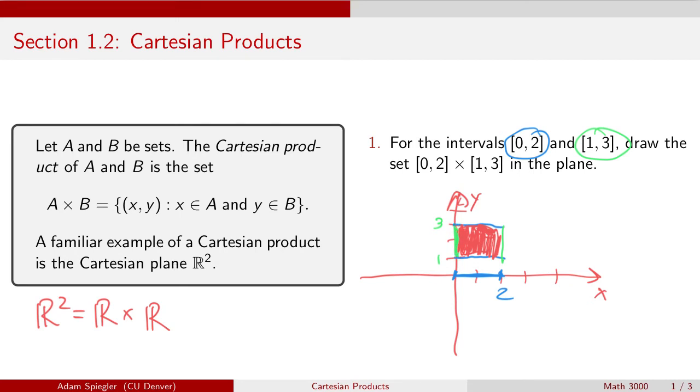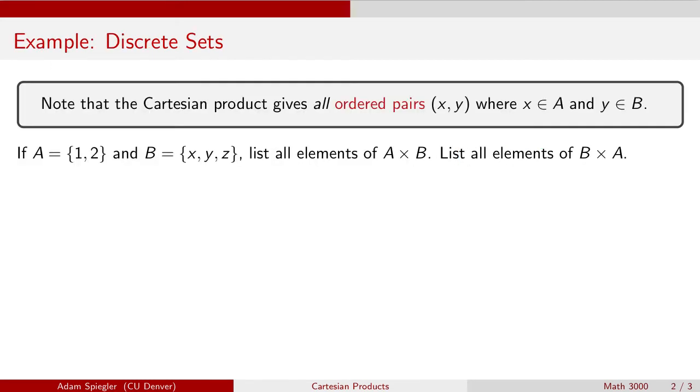On the next example, I want to take a look at what happens when we take the Cartesian product of two discrete sets. Now let's consider a set A which just consists of 2 points, 1 and 2, and not the values between 1 and 2. We'll let set B consist of 3 elements x, y, and z. Let's first list all of the elements in the set A times B.